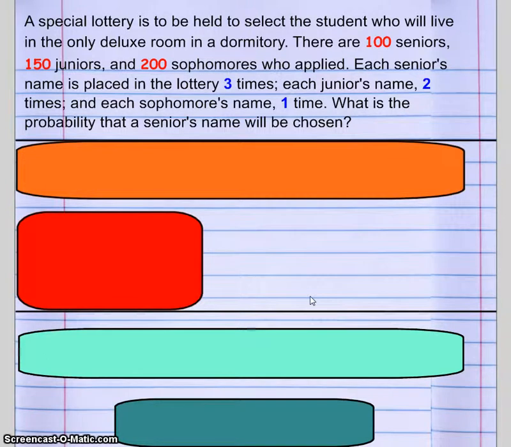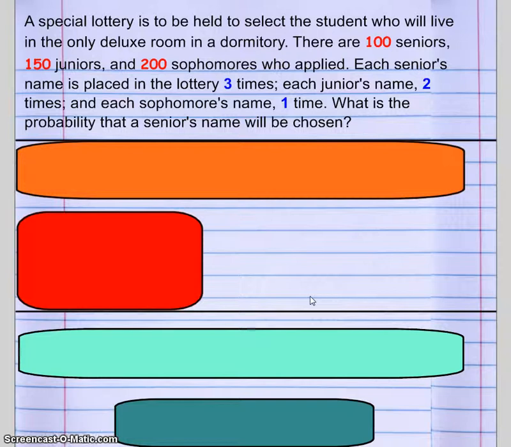A special lottery is to be held to select the student who will live in the only exclusive deluxe room in the dormitory. There are 100 seniors, 150 juniors, and 200 sophomores who applied. Each senior's name is placed in a lottery 3 times, each junior's name 2 times, and each sophomore's name 1 time. What is the probability that a senior's name will be chosen?